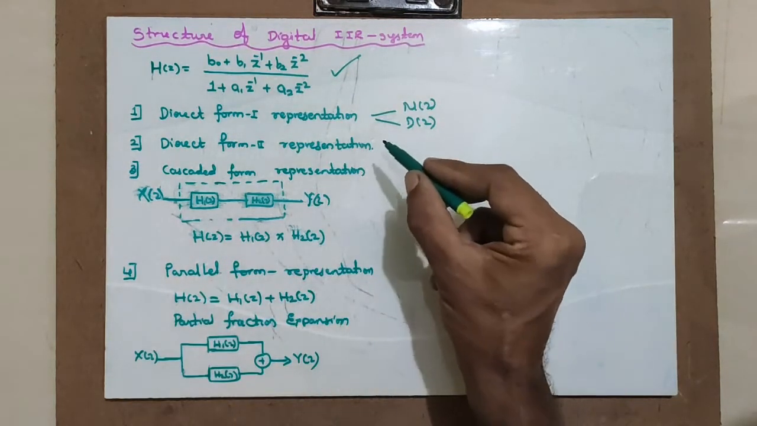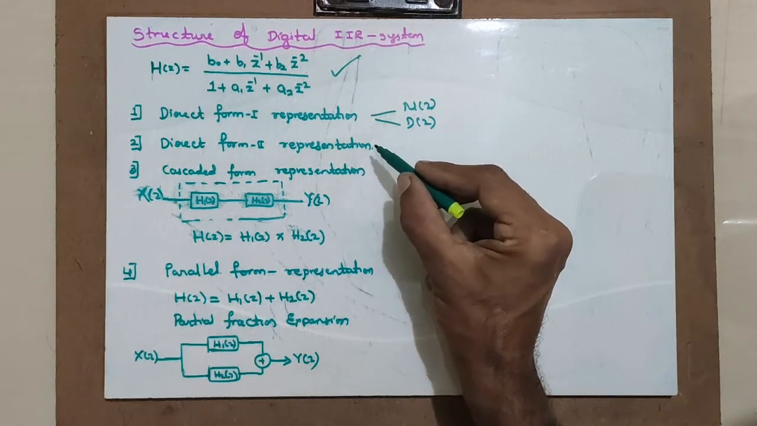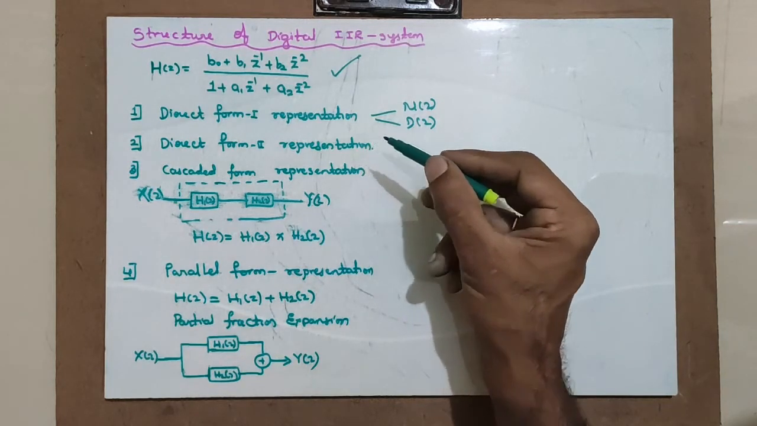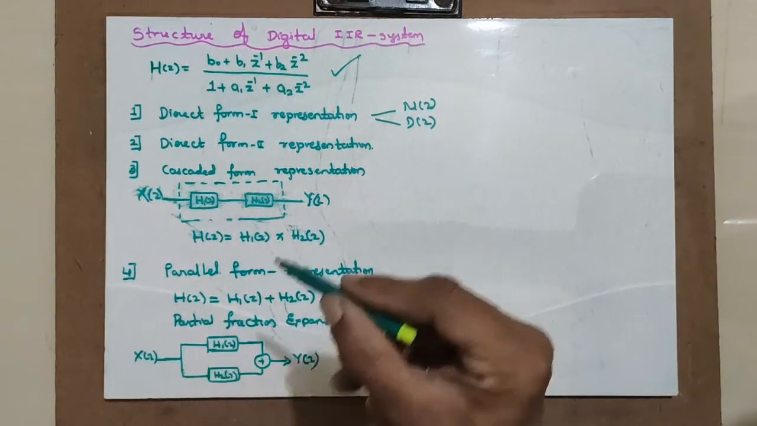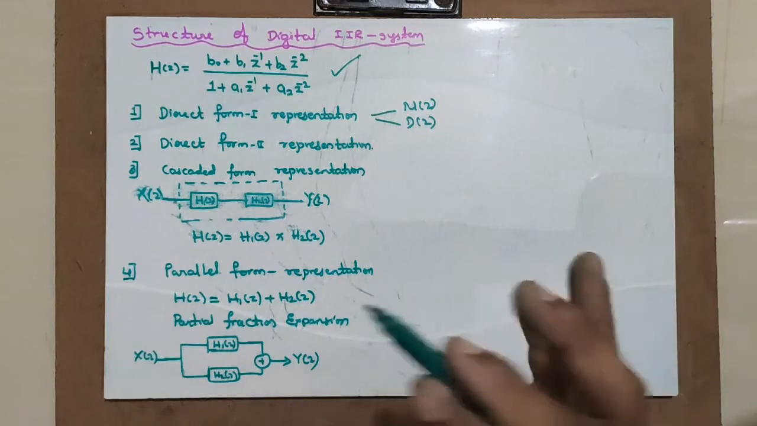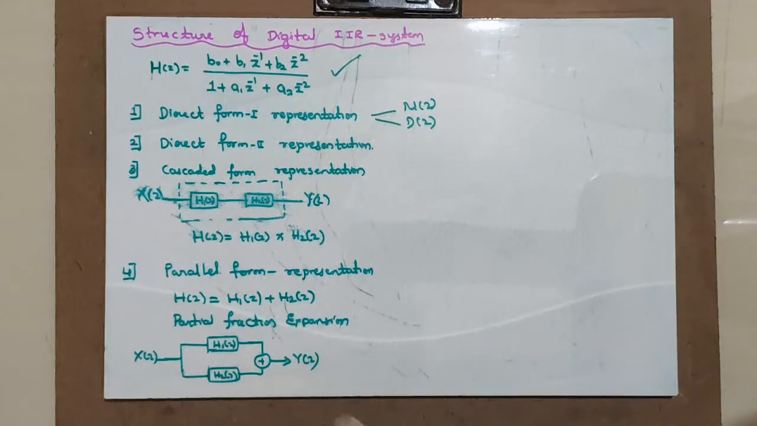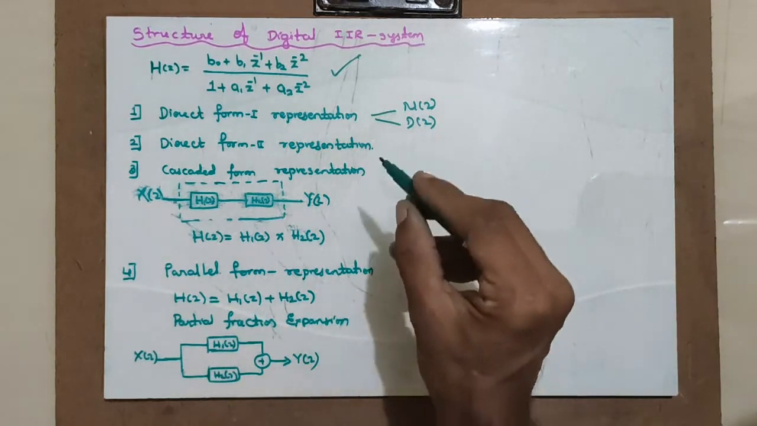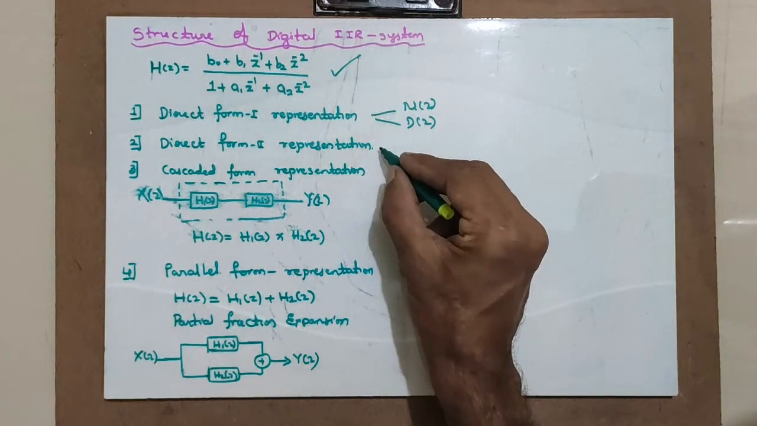Whereas direct form 2 representation is trying to reduce some delay elements. It is the same as direct form 1, whereas the input and outputs are shuffled and delay elements are reduced. That's what is done in case of direct form 2 representation.